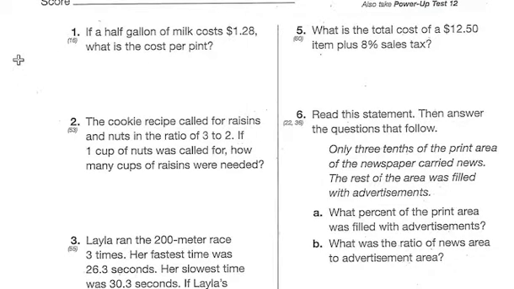Okay, so there are 2 pints in a quart, and there are 4 quarts in a gallon. So 2 times 4, and this is brand new for me with this mouse, we'll try it, equals 8. So there's 8 pints in a gallon. But this says it's a half gallon, so we need half of that. Half of 8 is 4. So 4 pints cost $1.28. If 4 pints cost $1.28, we take $1.28.